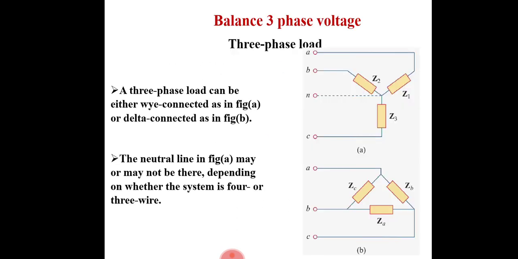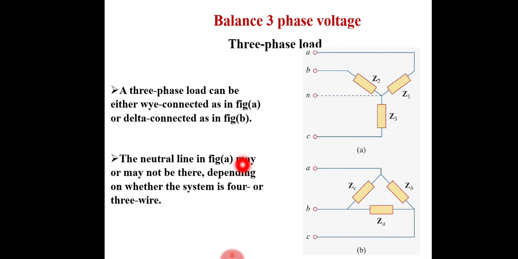Now we study three-phase load. A three-phase load can be either star connected, as shown in figure A, or delta connected, as shown in figure B. The neutral line in figure A may or may not be there, depending on whether the system is 3-phase 3-wire or 3-phase 4-wire.